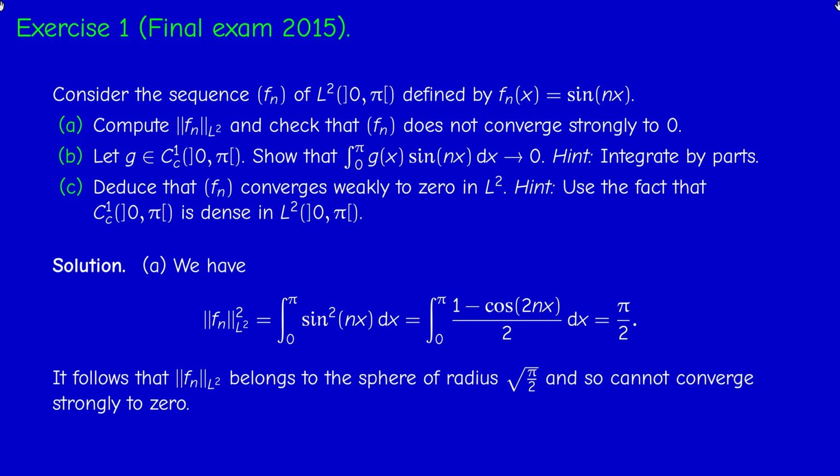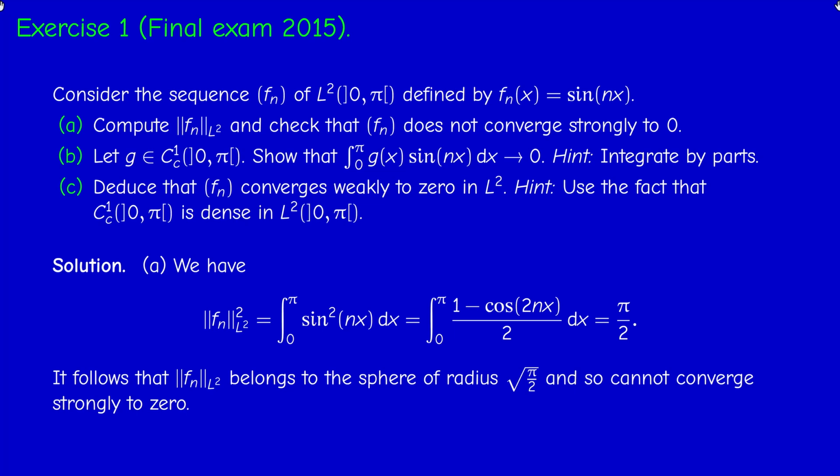But since we cannot do that directly, we approximate first an element in L2 by a better function, which is a continuously differentiable function with compact support, because we know that the space of continuously differentiable functions with compact support is dense in L2. Why? Because this is actually bigger than the space of C_c infinity.